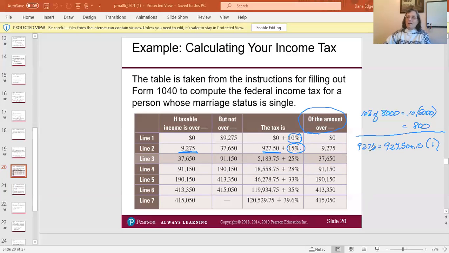So you subtract your income. Well, I shouldn't actually put $92.76, I should put tax on, perhaps. What you owe is $927.50 plus another 15 cents. So you would owe $927.65.